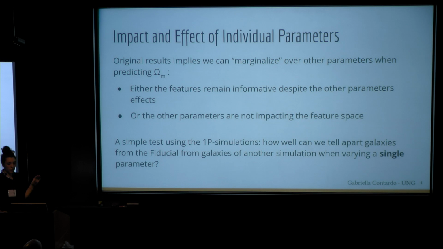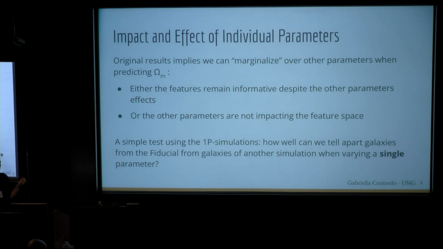So first, we want to look at the impact and the effect of the individual parameters, because the original results said basically that we can predict omega matter from one galaxy, meaning we can marginalize over everything else, right? But what this means is either the features that we use to predict omega matter remain informative despite the other parameters' effect, and if so, then why? Or the other parameters do not impact those features at all. And so we need to know which case we are in.